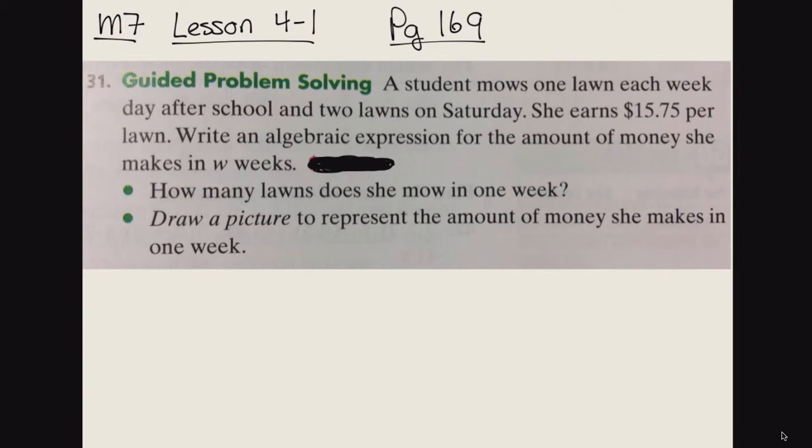Let's start with the information we know. Sometimes we just have to write it out so that it's easy to see it all right there. So we know that she mows 1 lawn each weekday. How many weekdays are there? Not 7, there are 5.